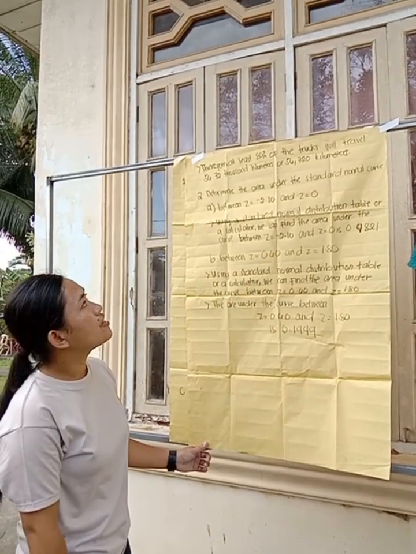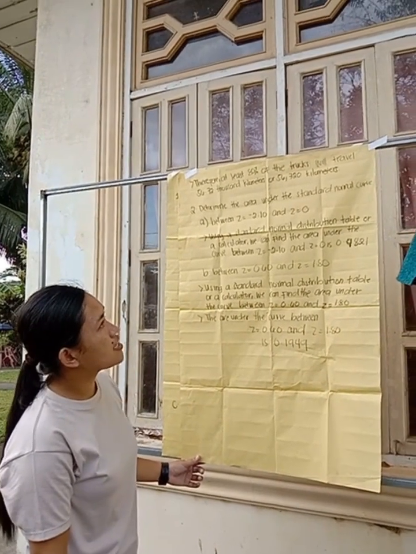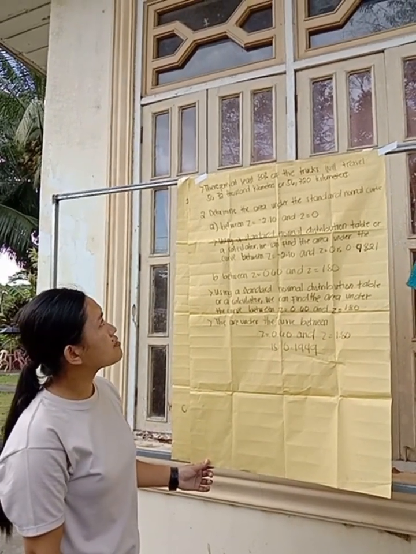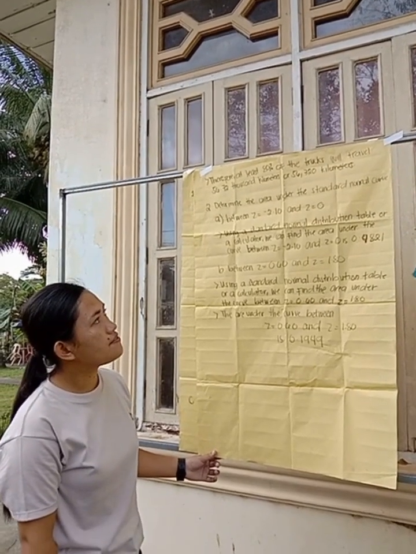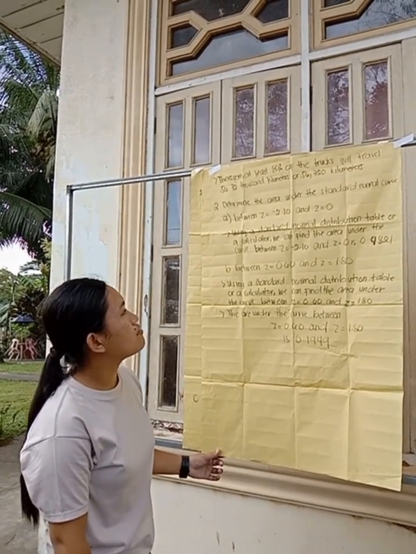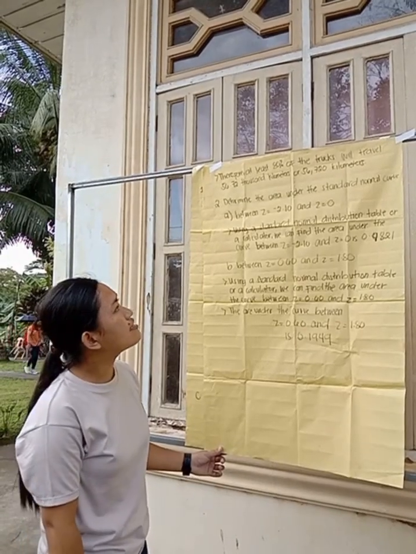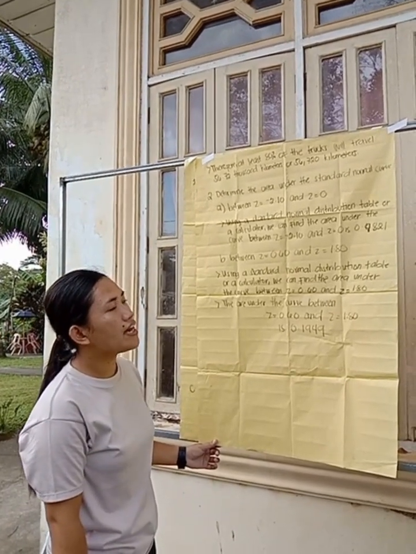So, therefore, at least 80% of the trucks will travel 56.72 thousand kilometers, or 56,720 kilometers. So, number 2 is determine the area under the standard normal curve.